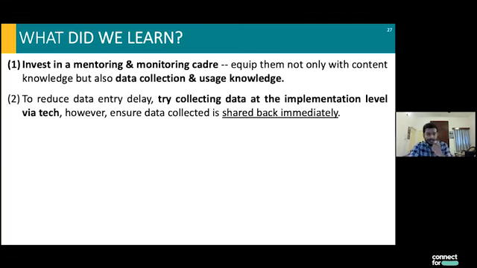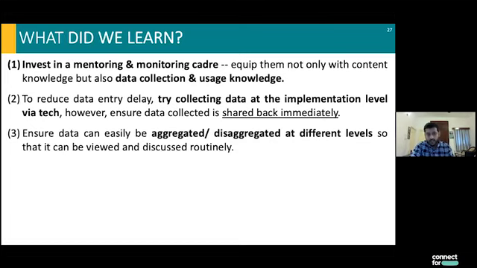Second is, and this may not be feasible everywhere, but if it's possible, collect data by the implementers themselves. The person who's actually doing the intervention knows the situation on the ground, but ensure that it's not only reporting, that I just collect data and then keep on pushing it upwards. It should be shared with the implementer immediately so that they can also understand, interpret, and take action on it. Of course, when data gets collected, it can be aggregated to see a big picture.